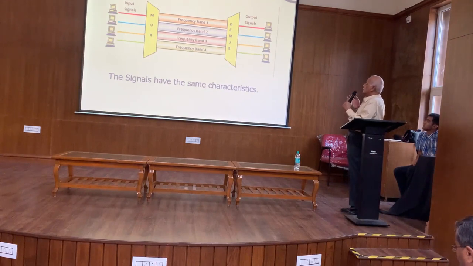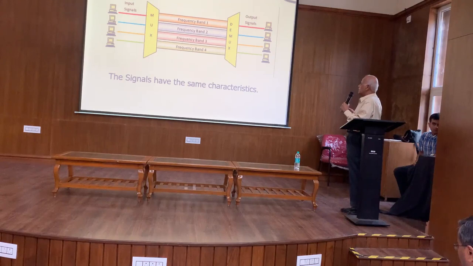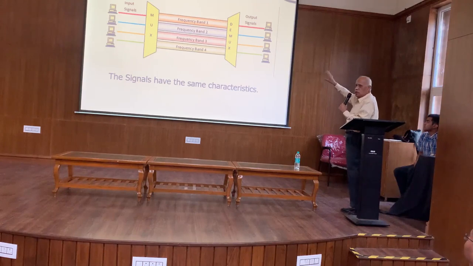So, this is a pictorial representation of frequency division multiplexing. The total media is divided into various bands. Various users are occupying the different bands, and they will be occupying them indefinitely from the input side to the output side. Next.